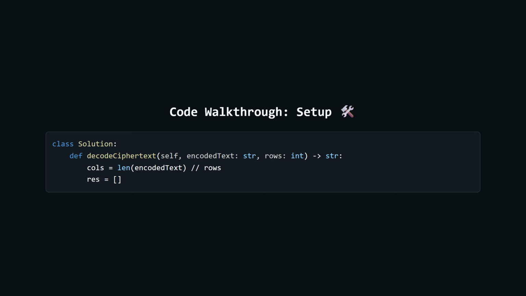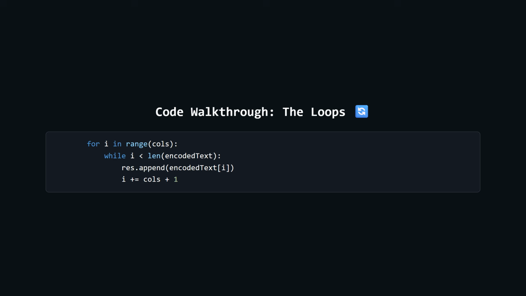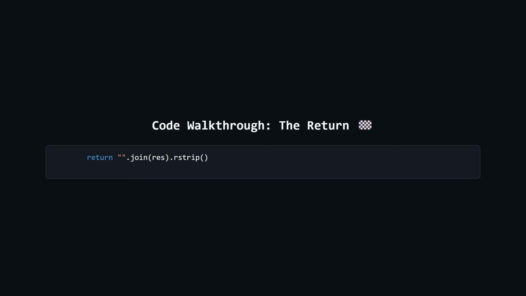Let's look at the Python code. We start by dividing the length of the encoded text by our rows to get the columns. We also create an empty list called res, where we will store our decoded characters one by one. Next, we use a loop to start a new diagonal at every column across the top row. Inside, a while loop keeps grabbing the character at our current index i, and then instantly jumps our index forward by columns plus one to hit the next diagonal spot, until we fall off the end of the string. Finally, we join all the characters in our list together into a single string. And just as we discussed, we use the rstrip function to clean up any of those extra padded spaces at the end before returning it.